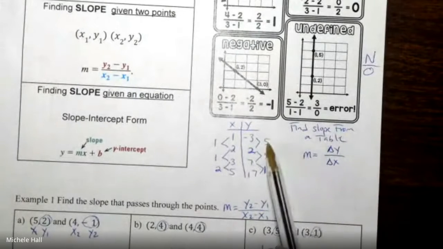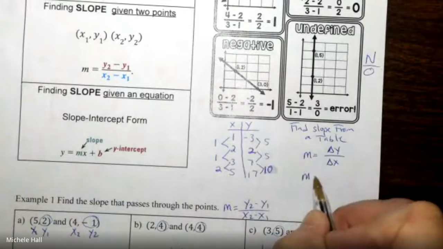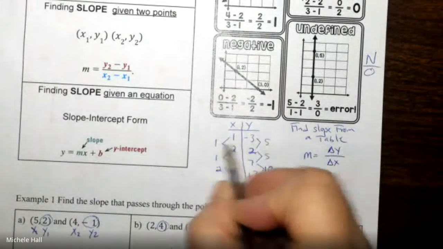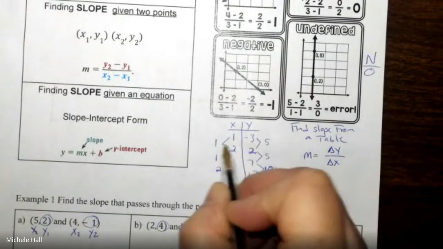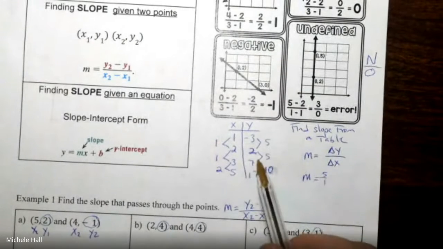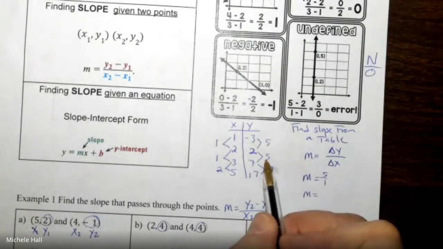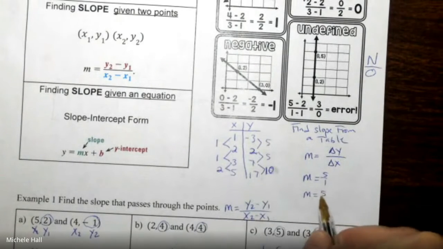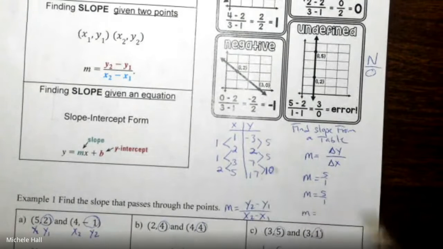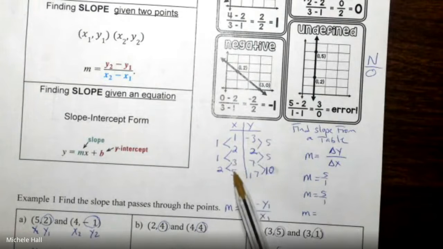Now I look at my change in y over my change in x. For my first one, I have 5 over 1. The change in y was 5. The change in x was 1. How about the second one? The change in y was 5. The change in x was 1. And the third one, the change in y was 10, and the change in x was 2.